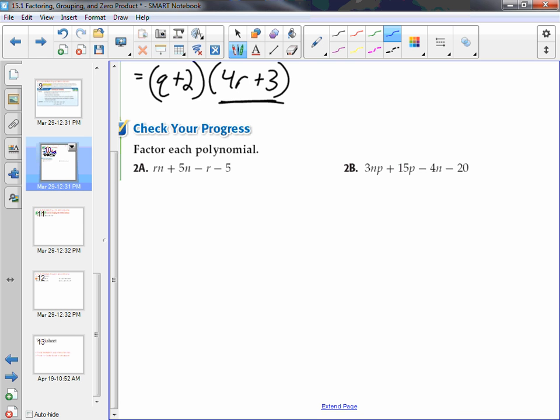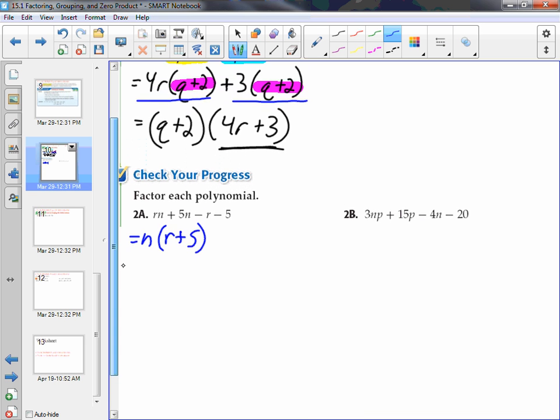The first two terms, the Rn plus 5n. What can we factor out? N. And what are we left with? Right? If I have Rn and I divide it by n, I get R. 5n divided by n, I get 5. So I get n times the quantity, R plus 5. And then look at those last two terms. It's a negative R and a negative 5. And you're probably going to want to say, because I would, there's nothing to divide out.